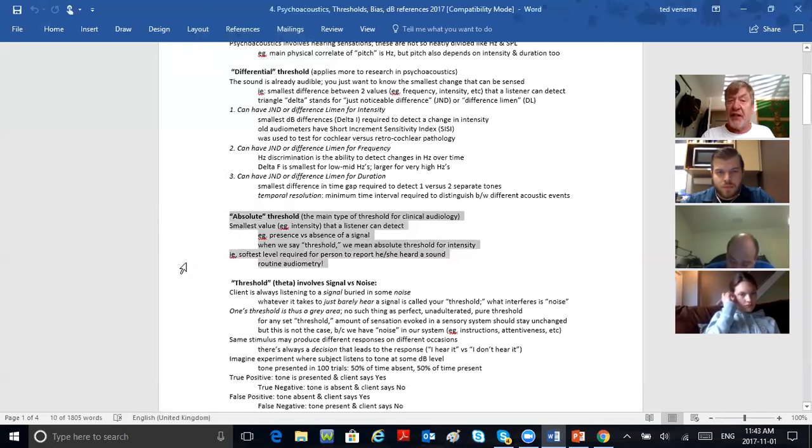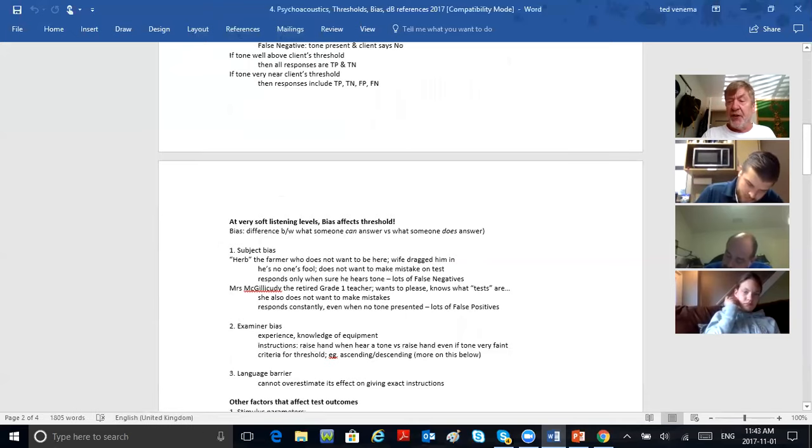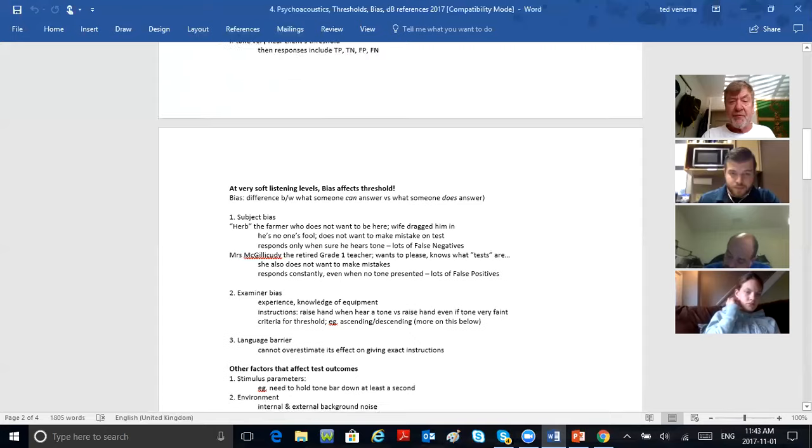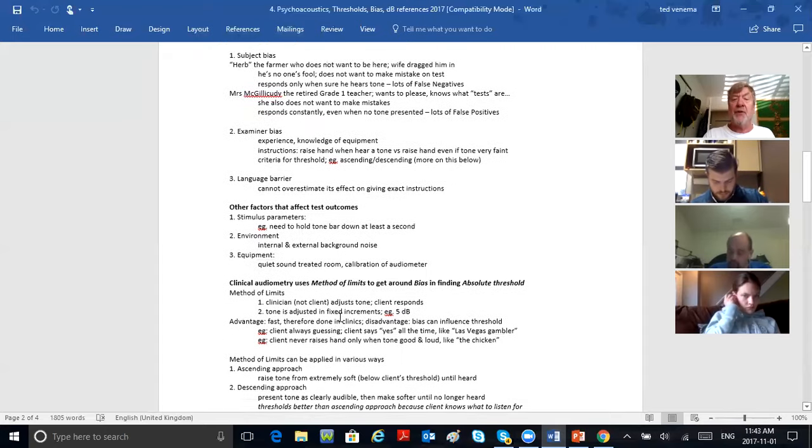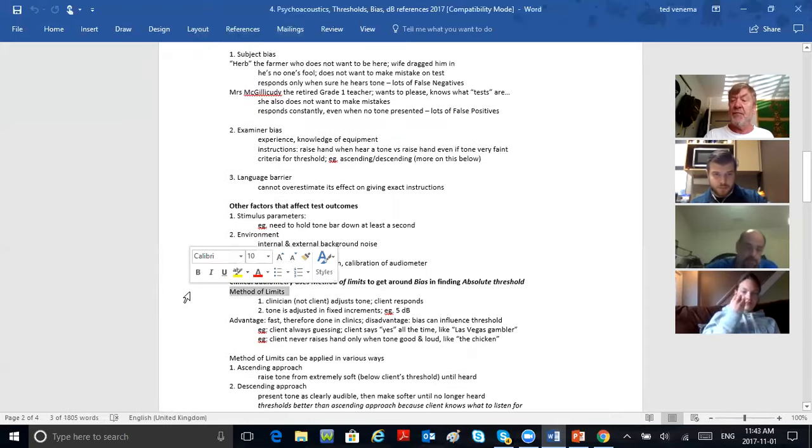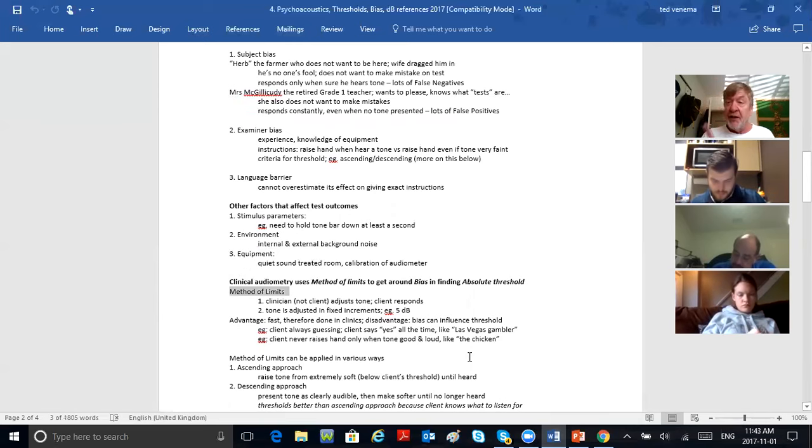Absolute threshold is what we test for. And then we said, how do we test for it? We use the method of limits. So here we go, the method of limits, to be distinguished from other methods. We said method of limits is when you, the clinician, adjust the tone and the client responds by pushing a button or raising a hand. That's part of the method of limits. And the other part of the method of limits is you adjust the tone in fixed increments.